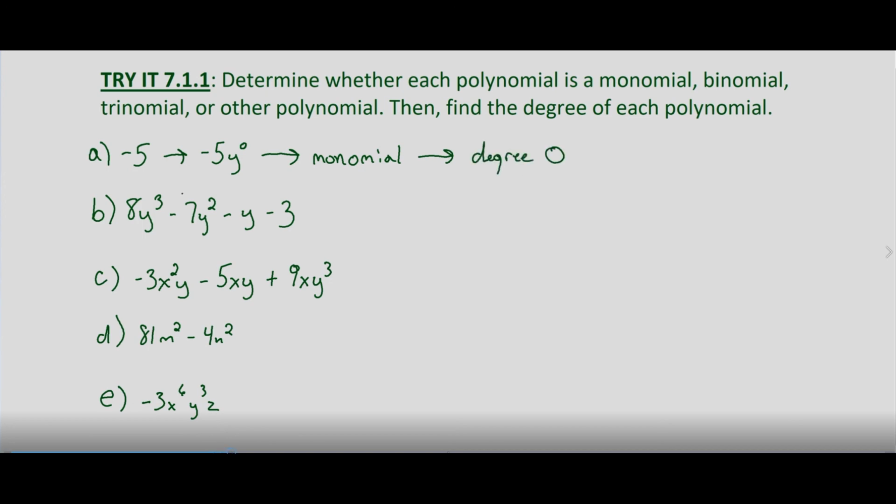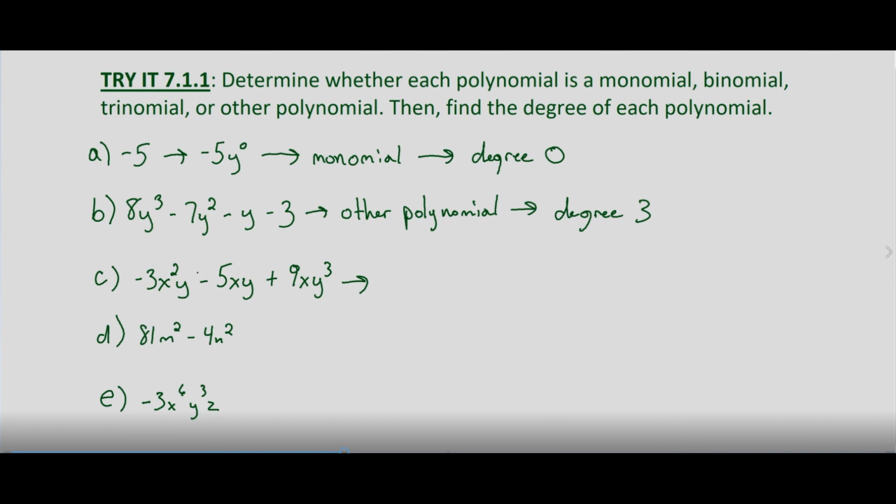Our second polynomial, there are 1, 2, 3, 4 terms. So it's not a monomial, binomial, or trinomial, because those would be 1 term, 2 terms, and 3 terms, respectively. So this is an other polynomial. It's already written in descending degrees of exponents on the y variable. So we look to the term with the greatest exponent, which in this case would be y cubed, 8y cubed, which means this is degree 3.